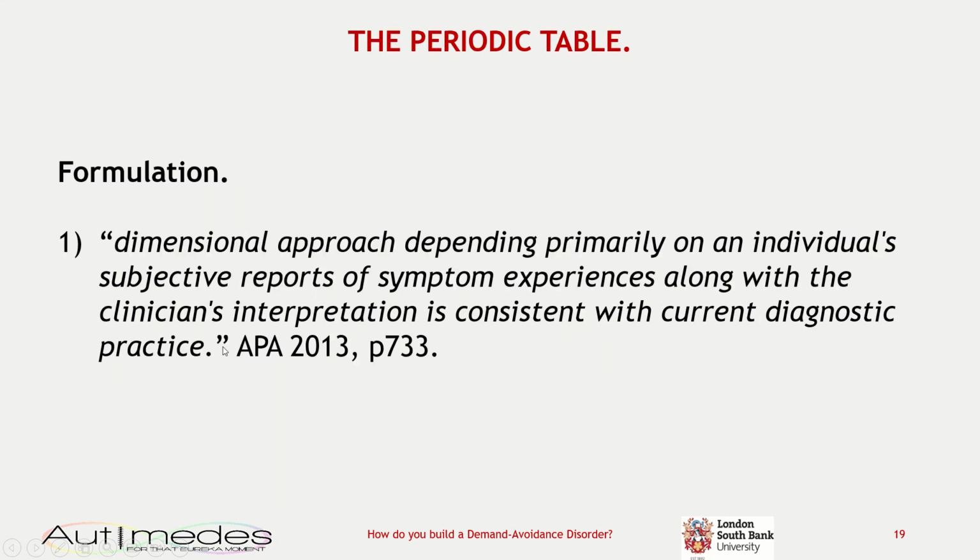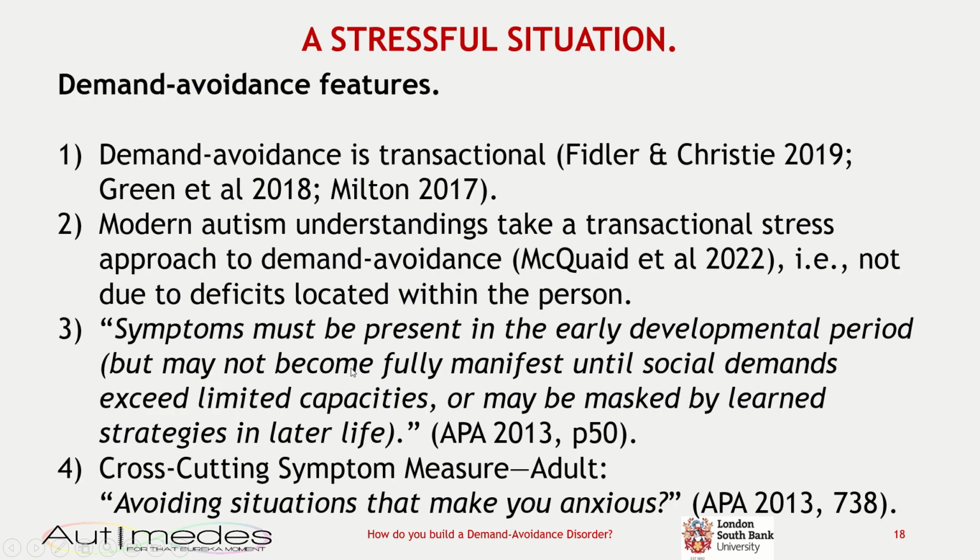Below this is a quote from the DSM-5 autism criteria, particularly criterion C. Symptoms must be present in the early development period, but may not become fully manifest until social demands exceed limited capabilities, or may be masked by learned strategies later in life. So this is literally a transactional stress-based definition. Demands placed upon a person exceed their limited coping mechanisms, and therefore RBIs, that's restricted, repetitive behaviours and interests, start being shown in such situations.